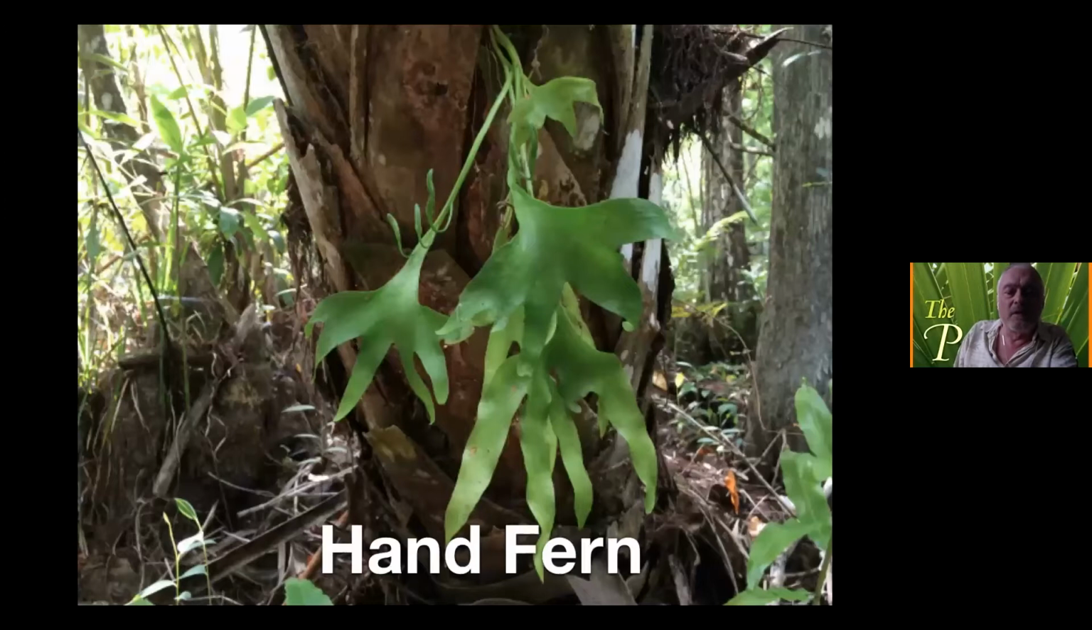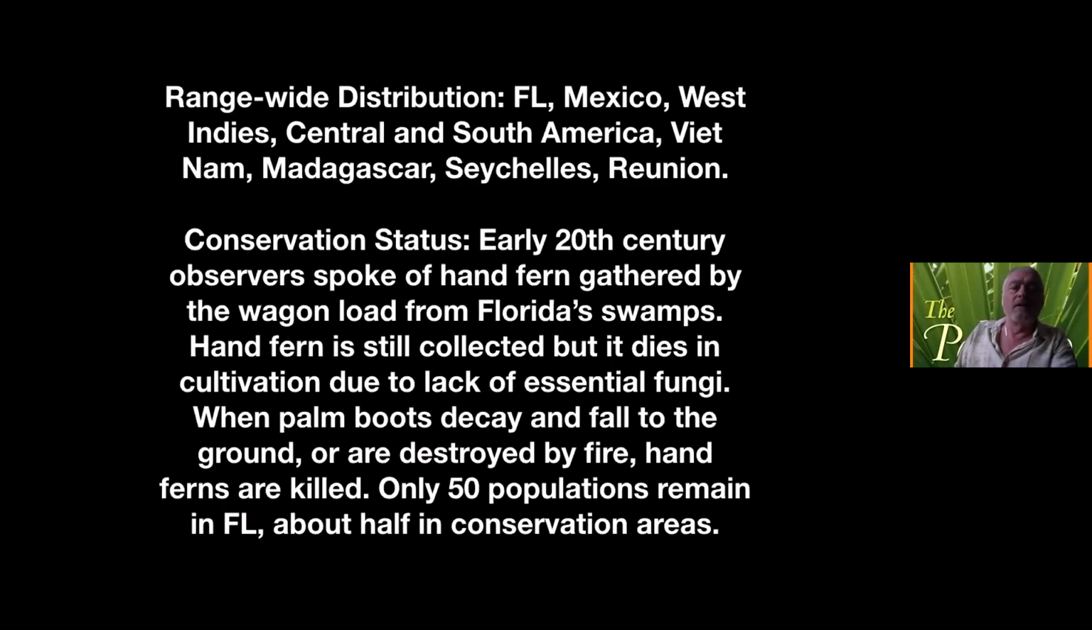And this is one that I photographed in the Fakahatchee, I believe. And these have a really crazy distribution. They're found in Madagascar and Seychelles and Vietnam, but also in Florida. But they're very rare. They were apparently over-collected, and they cannot be grown in captivity, which then makes fern lovers want to go out and dig one out and prove that that's wrong. And so FNA believes there are only about 50 populations remaining in the state.